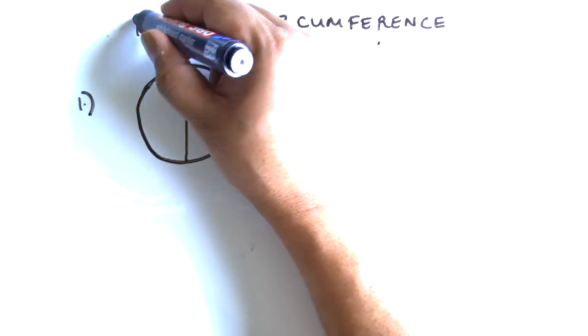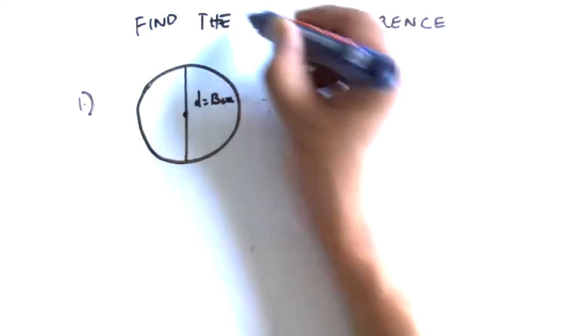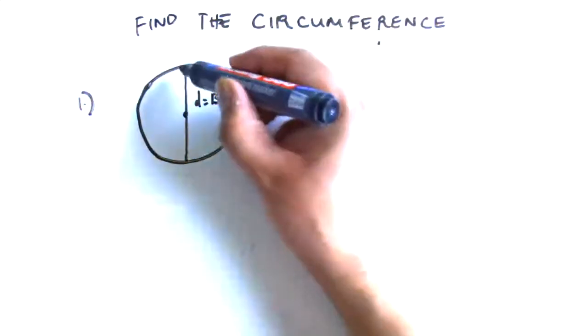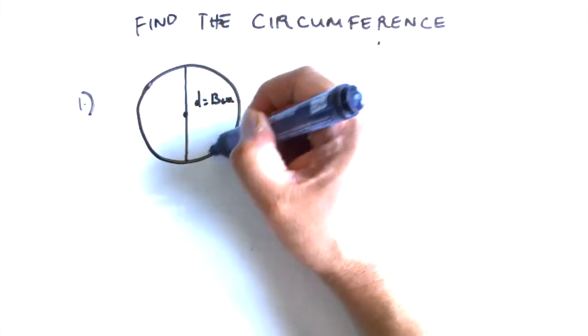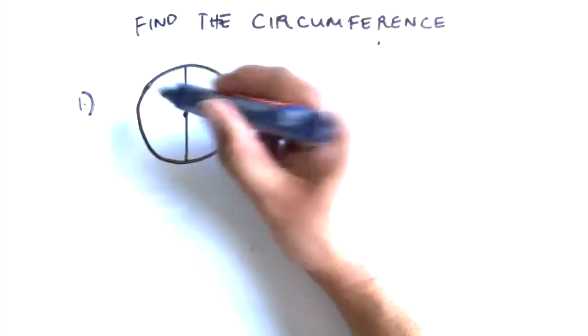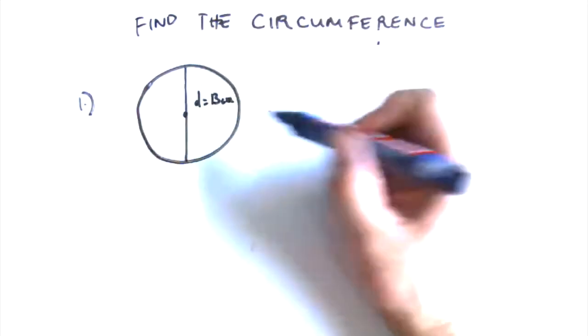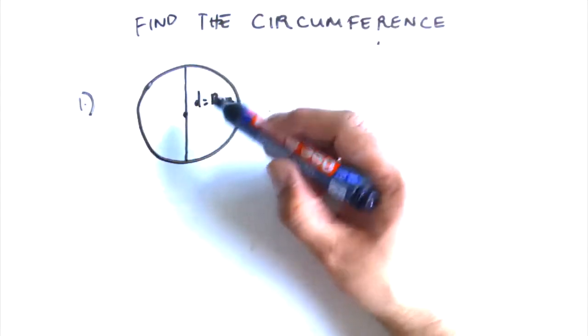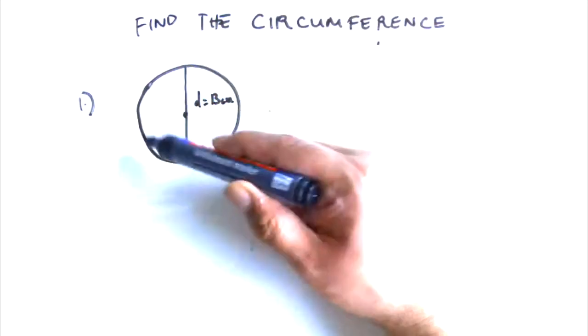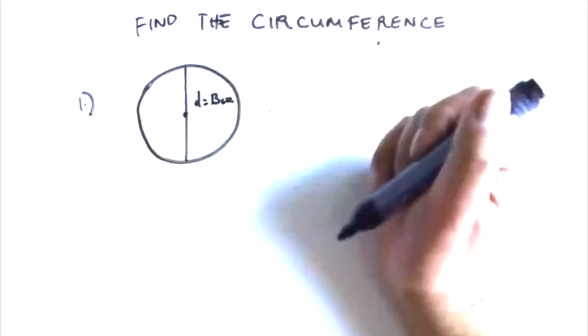So today we're going to find the circumference of the circle, which is really the length of the circle or the perimeter of the circle. So this is our homework from yesterday. What's the circumference if we have the diameter?